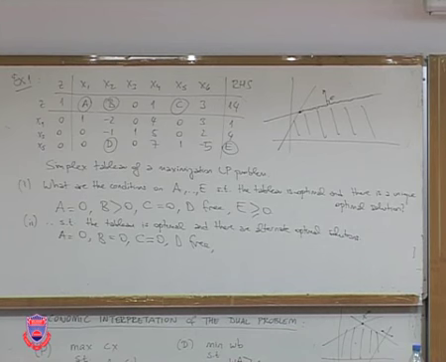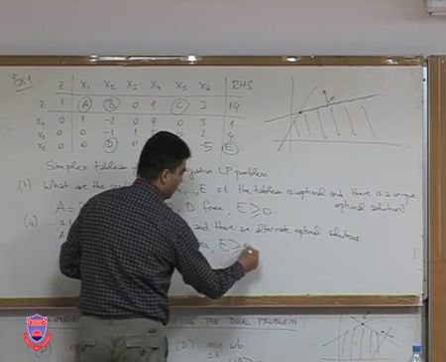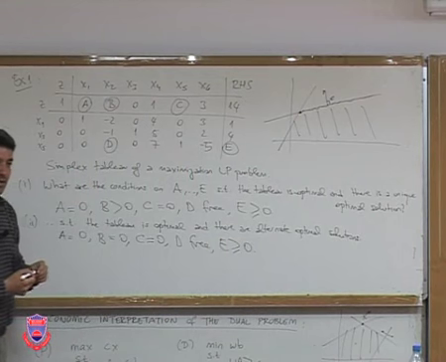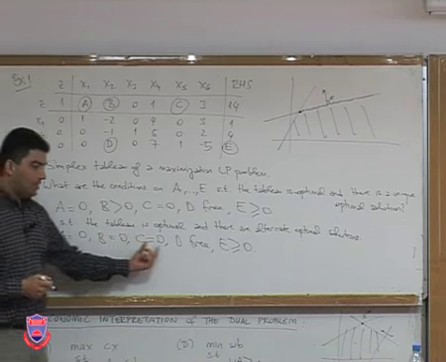What about E? So what can I say about E? Well, by the same reasoning, by primal feasibility, E should be non-negative. Any questions about this? So is it clear that D should be free?